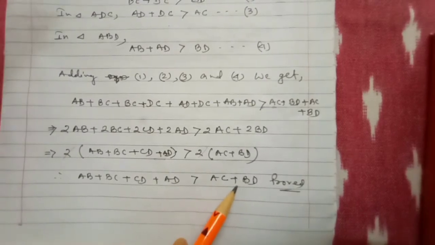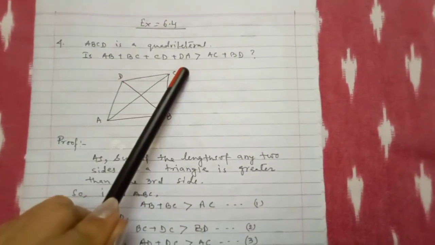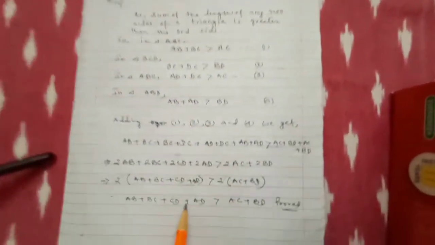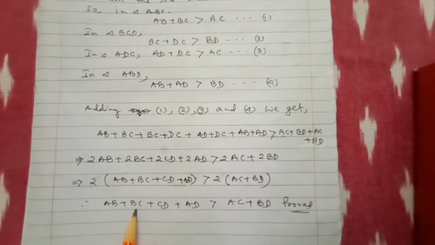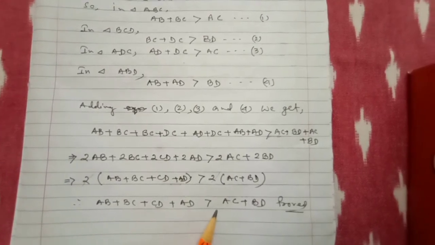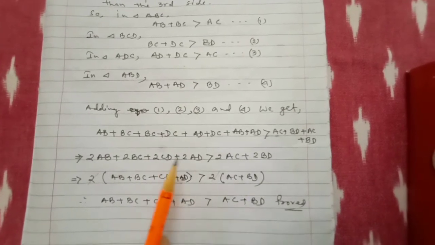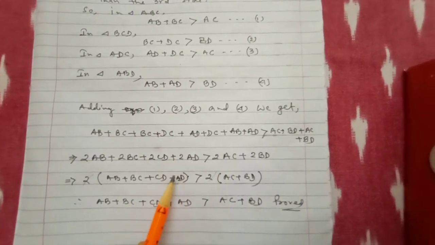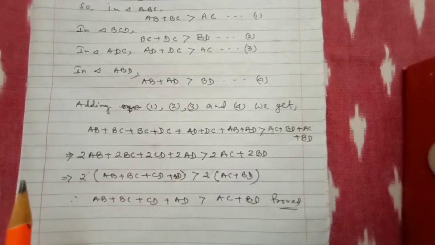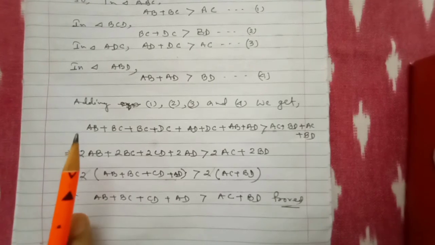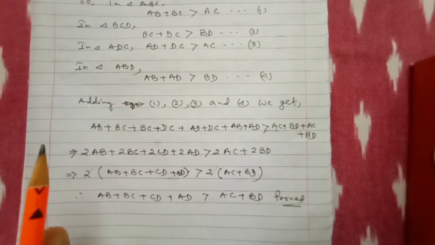What was our question? The question was AB plus BC plus CD plus DA is greater than AC plus BD. We have to prove it. What we have already got here, AB plus BC plus CD plus AD is greater than AC plus BD. Proved. Try to understand this. It is the same as the previous day's question number 3, but it is a quadrilateral and there it was only a triangle.